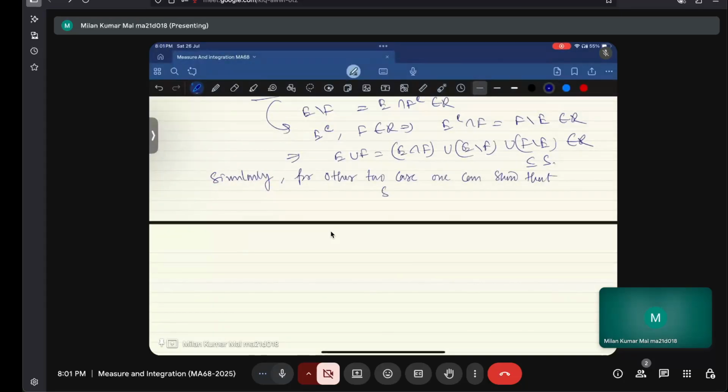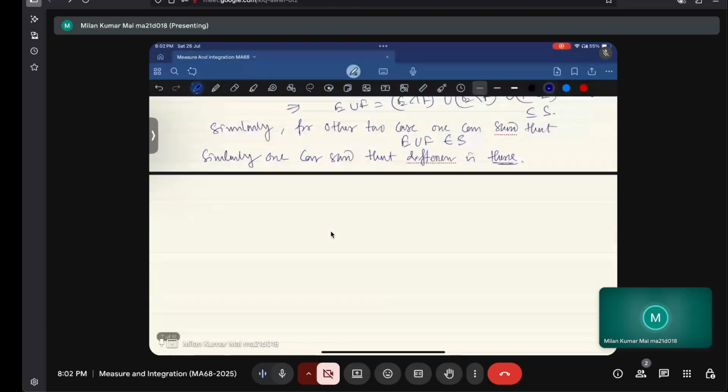So E union F is in S. First of all, it is closed under union, and the difference will similarly hold; one can show that the difference also holds. Okay. So first of all, why is this the smallest? This is the last question: why is this the smallest algebra containing this?